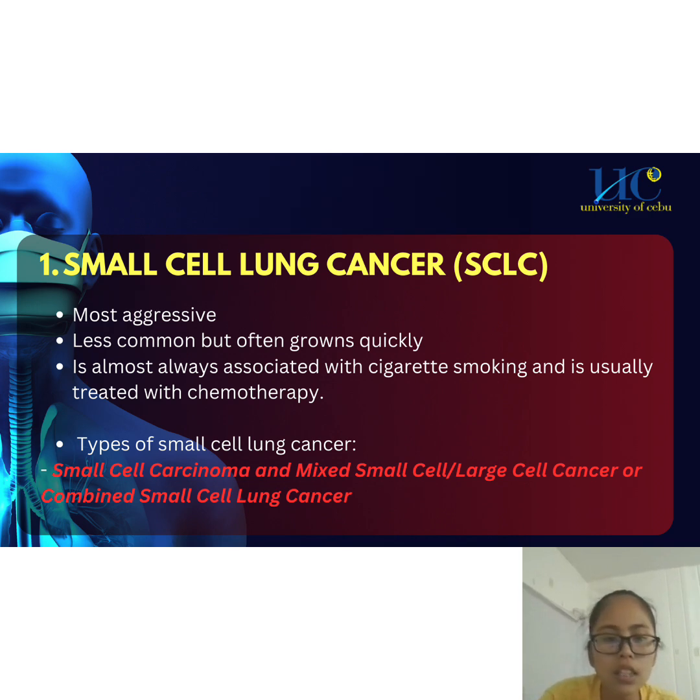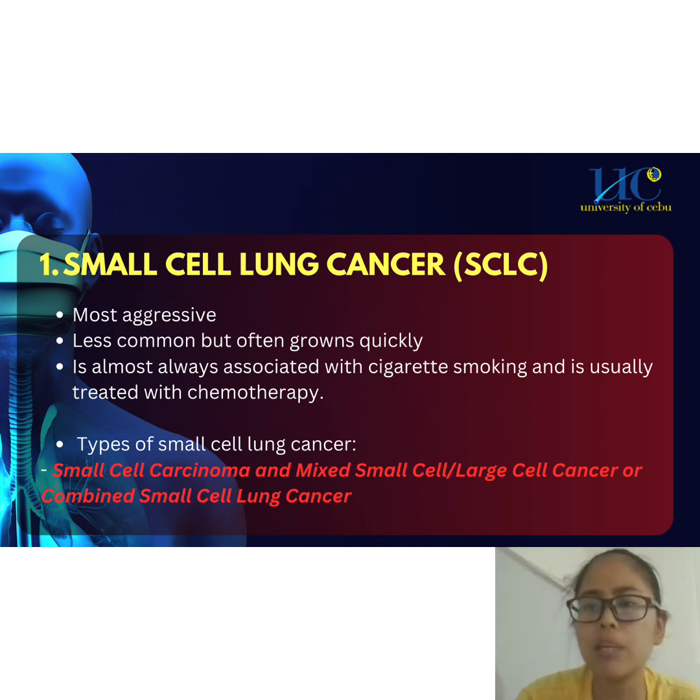So makita nato ang types of small cell lung cancer. Mao ni ang small cell carcinoma and mixed small cell or the large cell cancer, or what we call the combined small cell lung cancer. So this small cell carcinoma is a type of cancer nga nag-appear in various parts of the body but most often nag-occur ni siya sa atong lungs. So it can overgrow and spread to other organs.